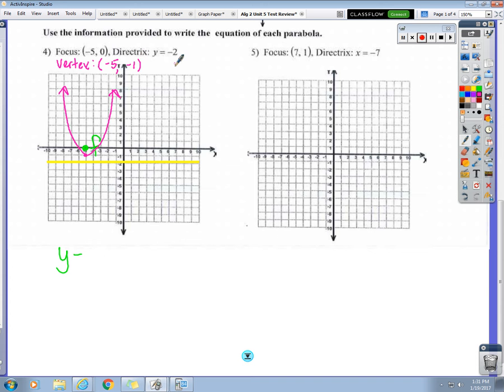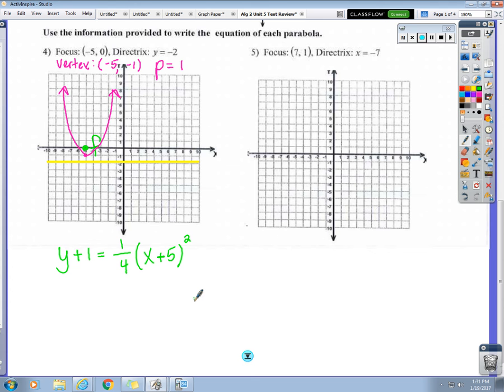So now the only other thing we need to write the equation is the what? The p-value. And what's the p-value for this one? 1, because there's only 1 unit between the focus and the vertex. So now here we go. Remember, that's your h and your k. So y minus k, and your k is a -1, so won't that become +1? Equals 1 over 4, because your p-value is just 1, so it's just 1 over 4. It opens up, so that's a +1 for it. And then x minus your h value, which is -5, so that'll make it +5 squared.